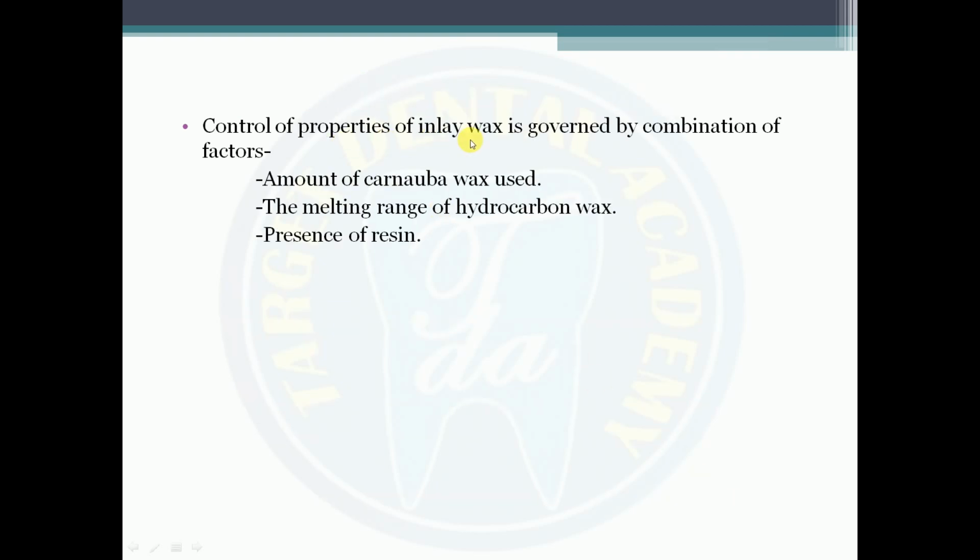Control of properties of inlay wax is governed by a combination of factors like the amount of Carnauba wax used, the melting range of hydrocarbon wax, and the presence of resin.